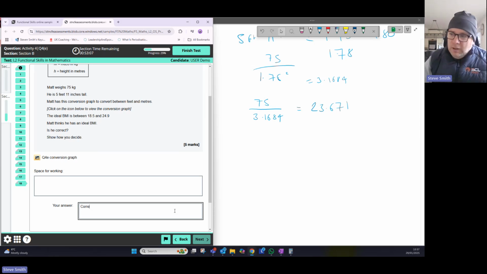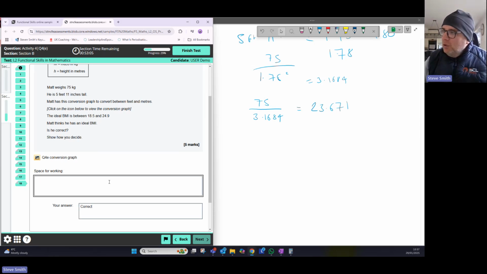So correct. Space for working: 1.78 times by 1.78 equals 3.1684. 75 divided by 3.1684 equals 23.671. So, okay, next question.